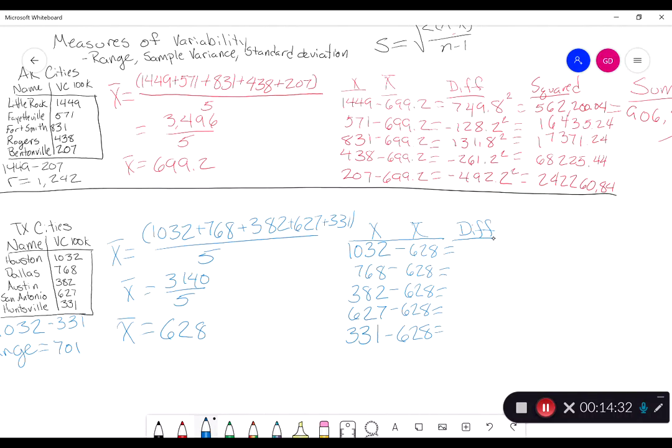For the first one, Houston, we get 404. For Dallas, we get 140. For Austin, we get negative 246. For San Antonio, we get negative 1. And for Huntsville, we get negative 297.